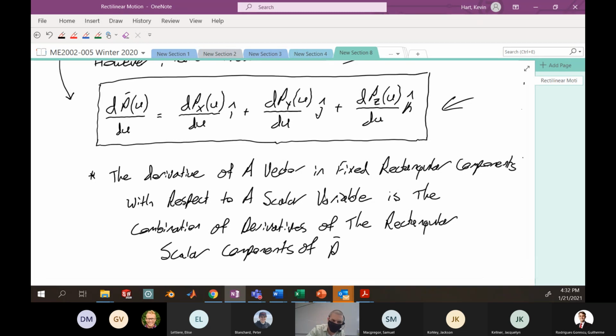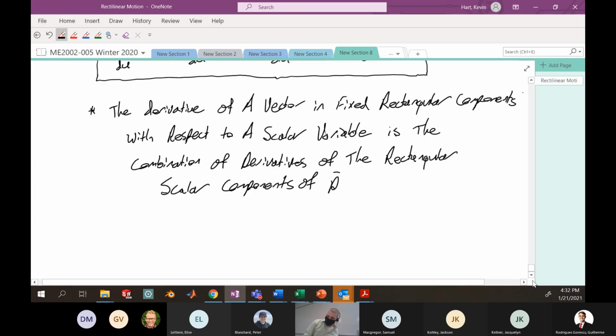All right, so why is this powerful or potent? Well, now we can just take this general model and apply it straight to our velocity and acceleration relationships. So we apply this now to velocity and acceleration in a fixed rectangular coordinate system.